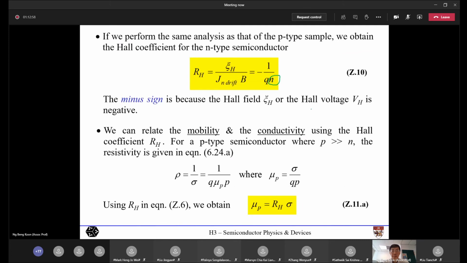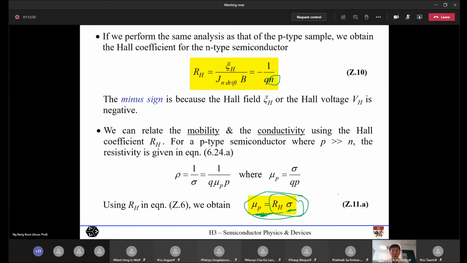Okay, and at the same time, we can also find out mobility, because if you go through the discussion, you'll find that the mobility is actually related to the Hall coefficient and the conductivity of your semiconductor material. Which means that if you know your Hall coefficient and the conductivity, we can effectively work out the mobility of your carriers as well.